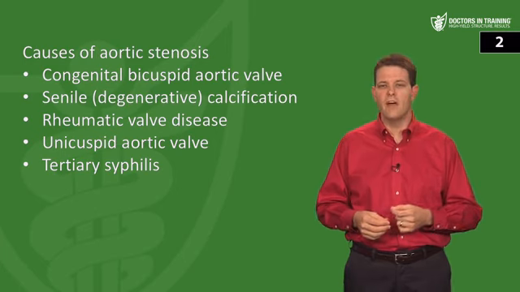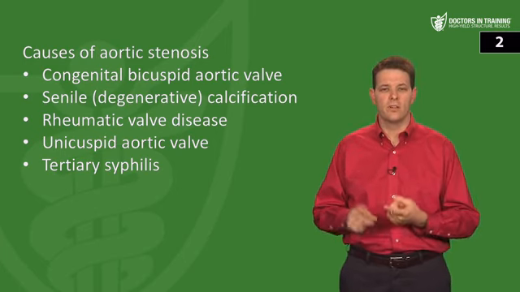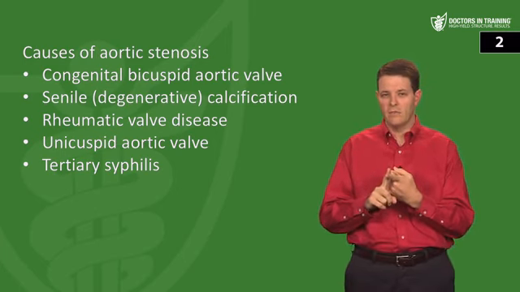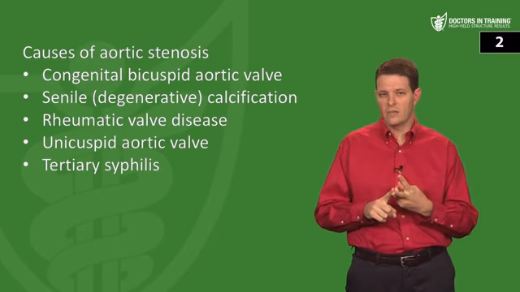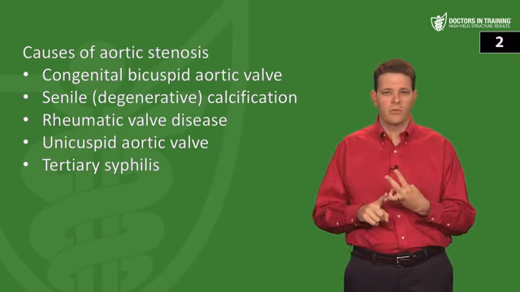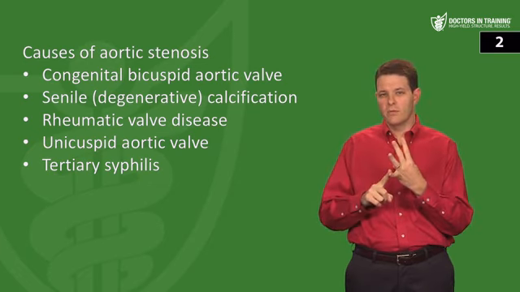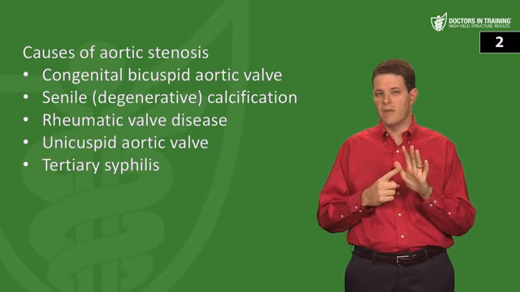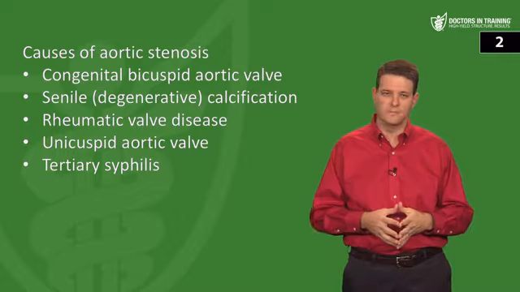So again, the 5 most common causes of aortic stenosis are a congenital bicuspid valve, senile or degenerative calcification, chronic rheumatic valvular disease. So those are the big 3. And then number 4 is unicuspid valve. Number 5 is syphilis, which is very, very rare.